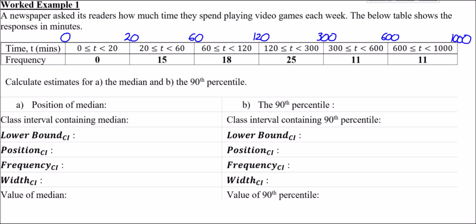At the bottom, we do the cumulative frequencies. So we'll start from 0, still 0. 0 plus 15 is 15. 15 plus 18, that's going to give us 33. 33 add 25 is 68. And 79.